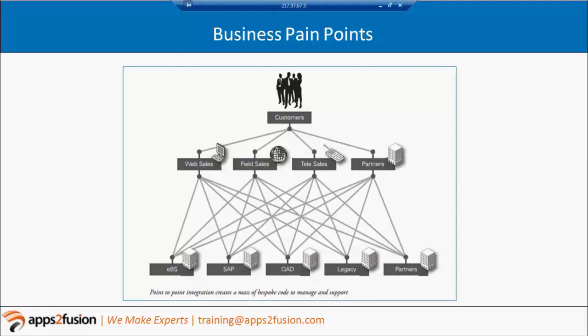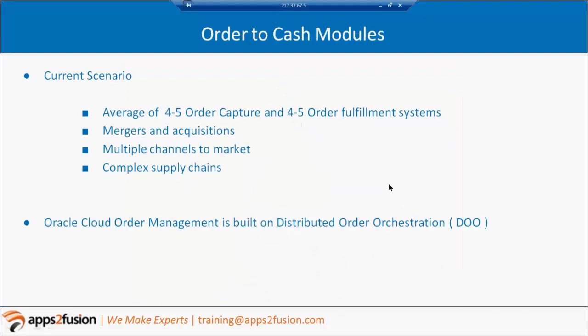That is one of the biggest pain points when you have diverse order capture or order fulfillment systems with tight coupling between them. To address this business pain point, they came up with a solution called DOO. This slide explains the business pain point: in the current scenario, on average, every company has around 4 to 4.5 order capture systems and 4 to 4.5 order fulfillment systems. The main reasons are mergers and acquisitions, multiple channels to market, and complex supply chains.